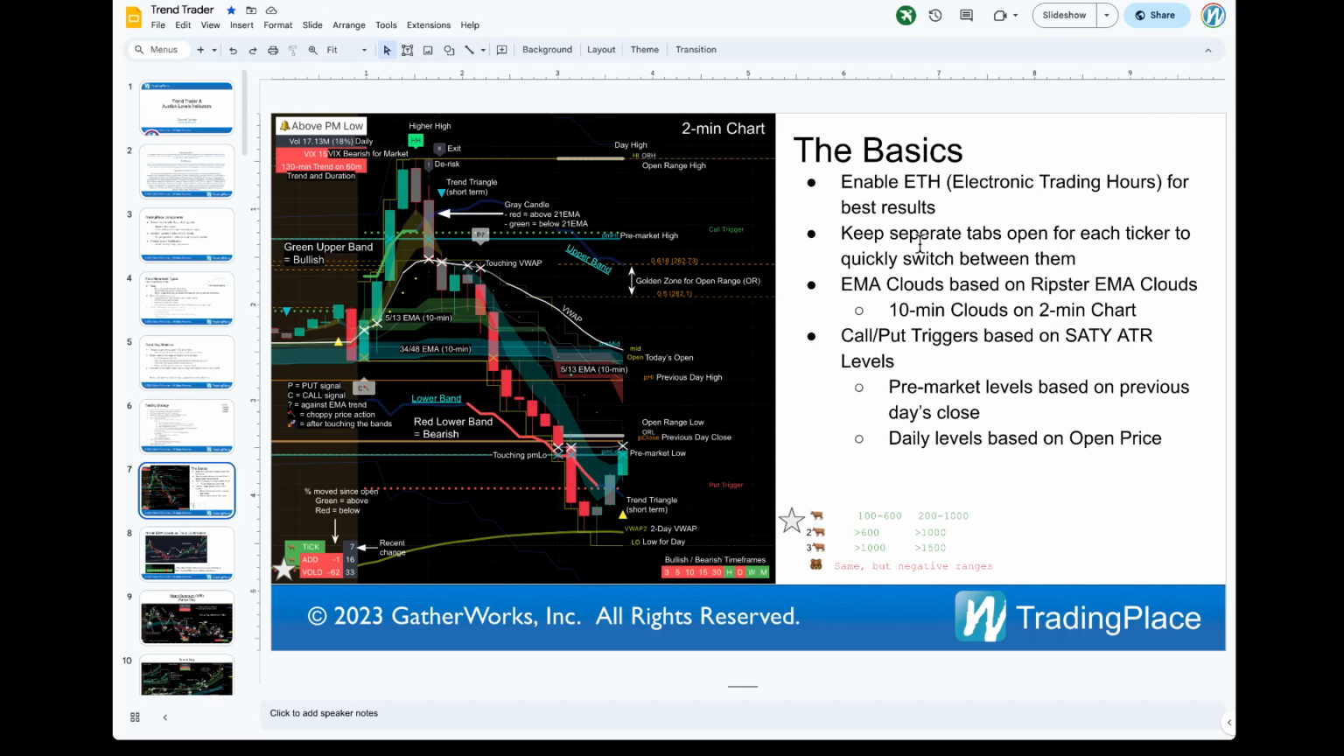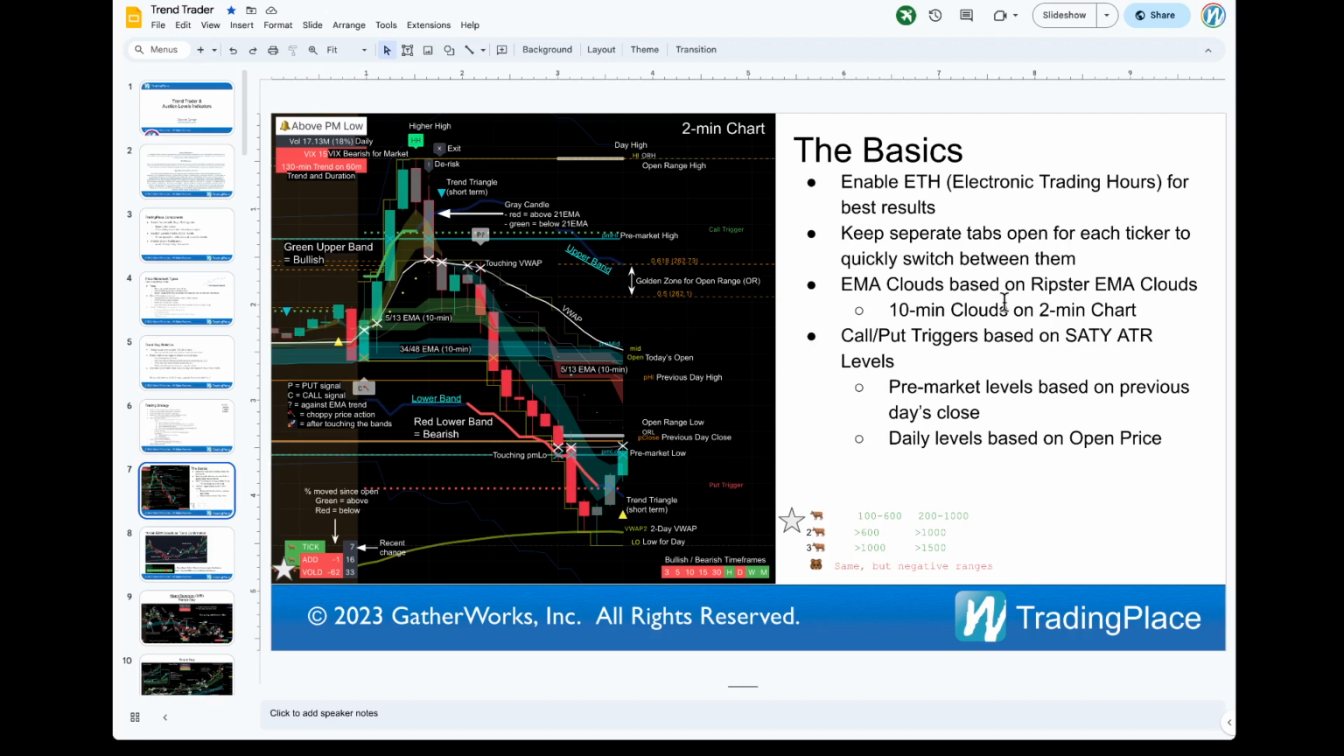Okay. So what you want to do is enable electronic trading hours for the best results. And then you can keep separate tabs for every ticker on your watch list, because that way you can just quickly jump between them and you don't have to wait for TradingView to repaint the new ticker. So if you do that, it's going to be much faster.